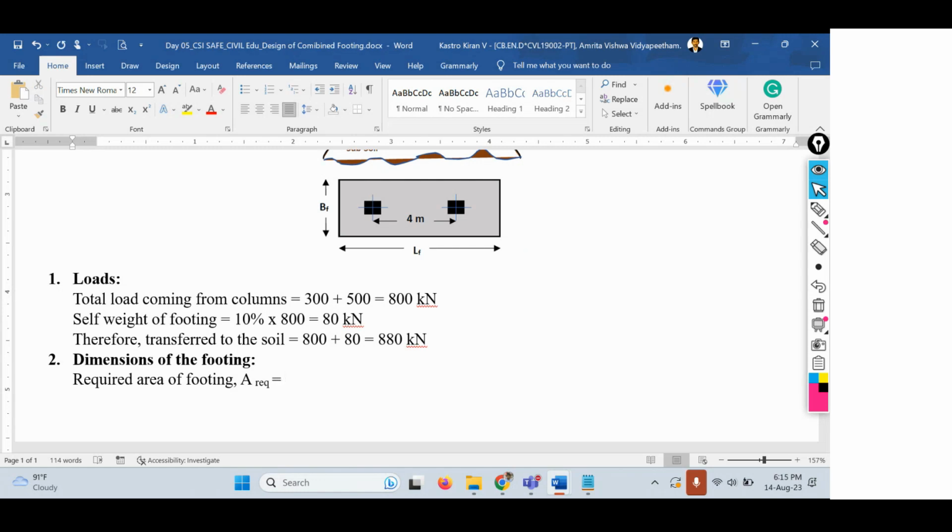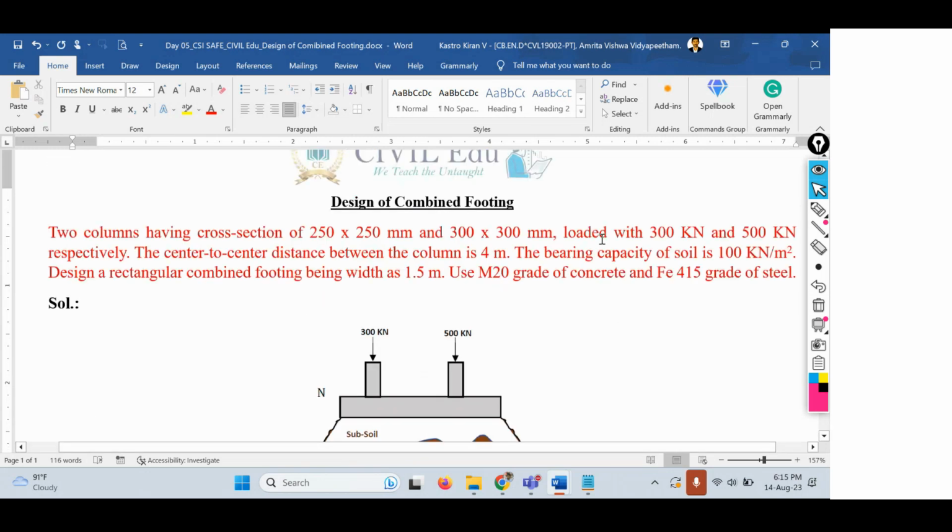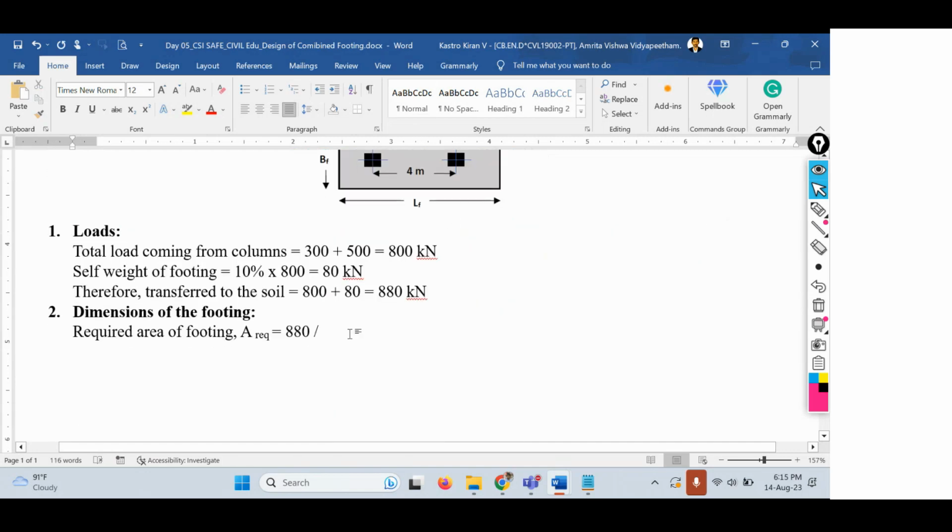Okay, what is load? Load is 880 kilonewtons, the total load transferred to the soil, divided by SBC of soil. What is SBC of soil? It is 100 kilonewtons per square meter. So load by SBC of soil is 880 by 100. That equals to 8.8 square meters. So this is the area of the footing that we have to provide.